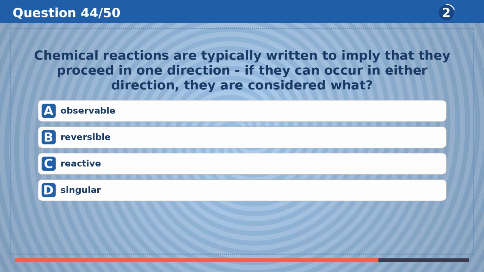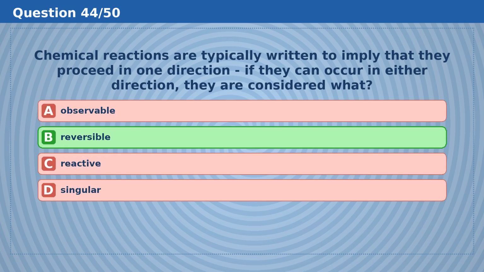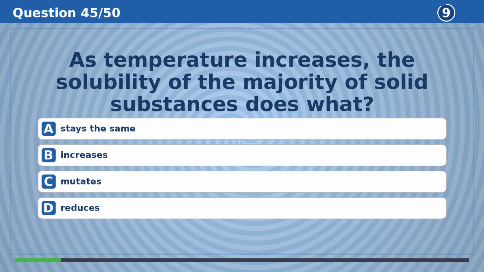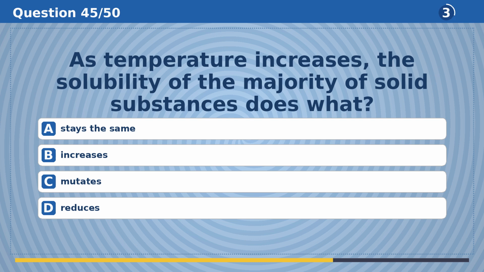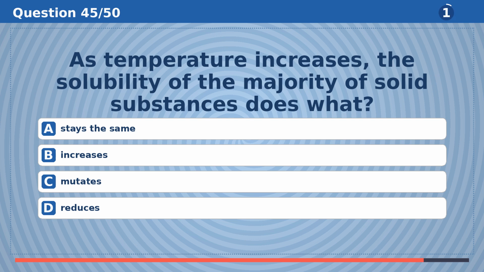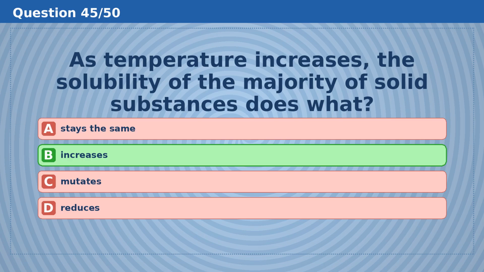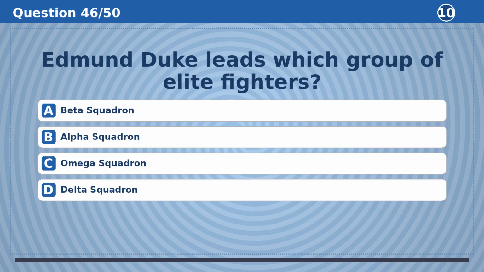Chemical reactions are typically written to imply that they proceed in one direction. If they can occur in either direction, they are considered what? The answer is B. Reversible. As temperature increases, the solubility of the majority of solid substances does what? The answer is B. Increases.